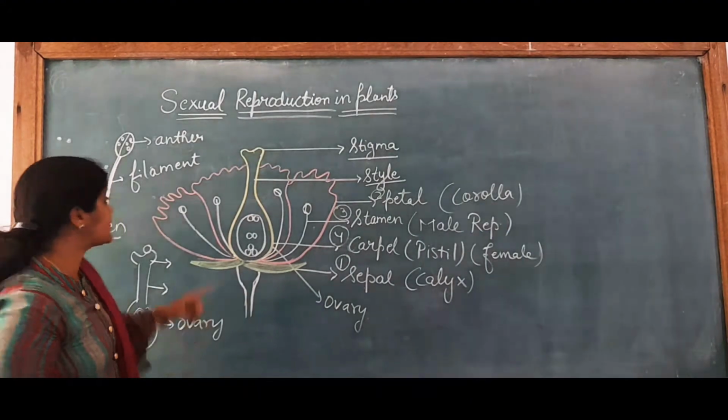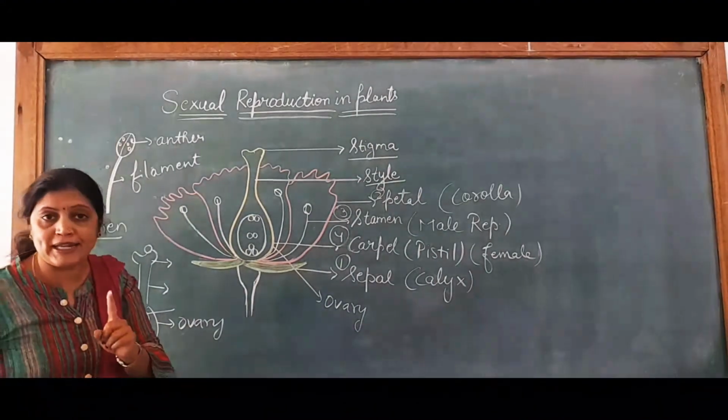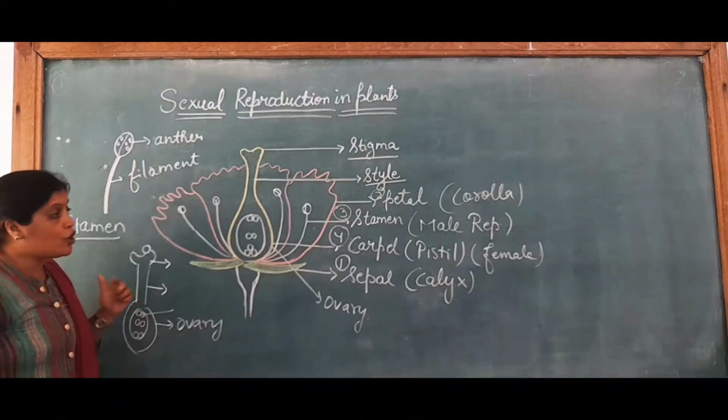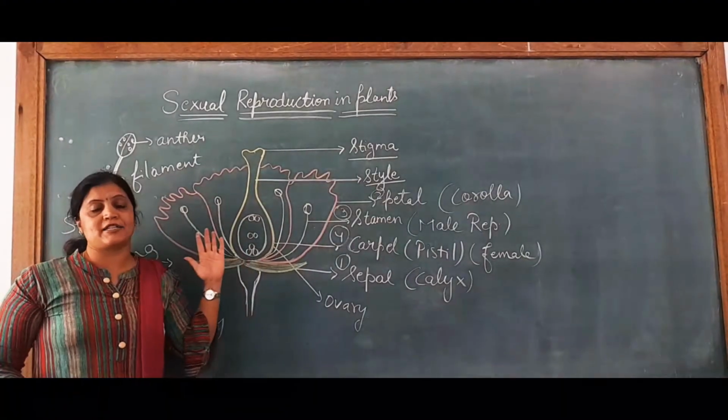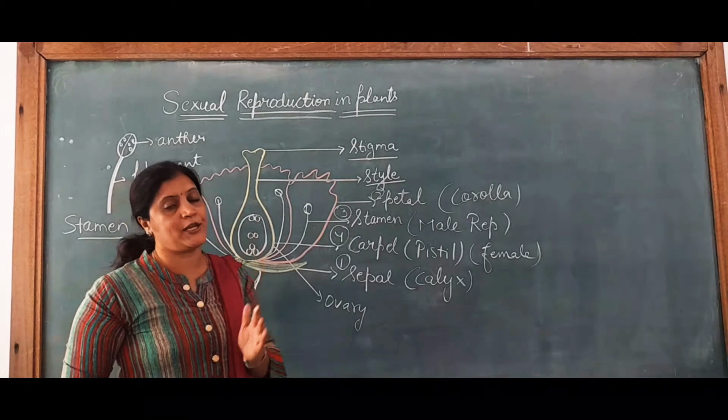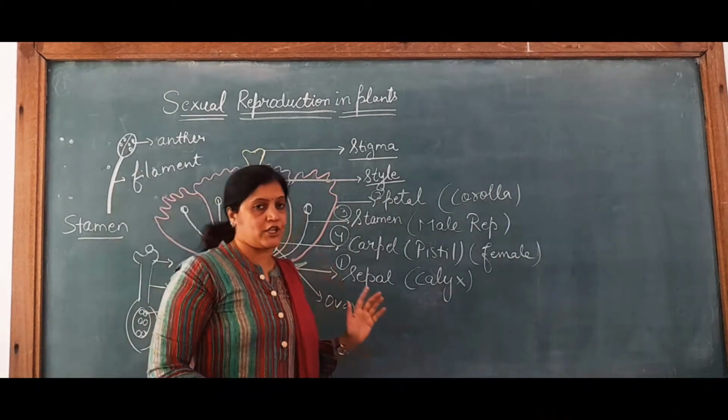What is male gametes? Pollen grains. What is female gametes? Ovules. So here is the structure of flower, and all these parts are going to help in sexual reproduction. So this is the structure of flower.